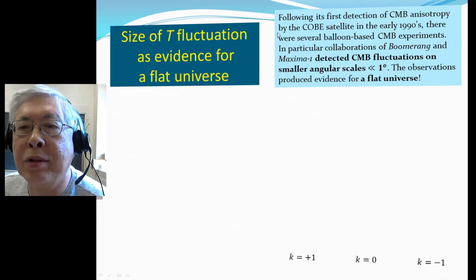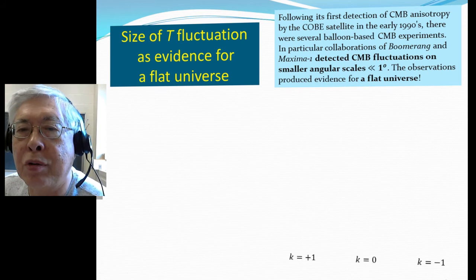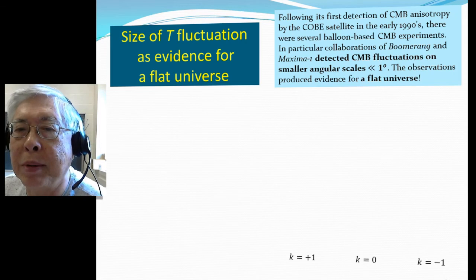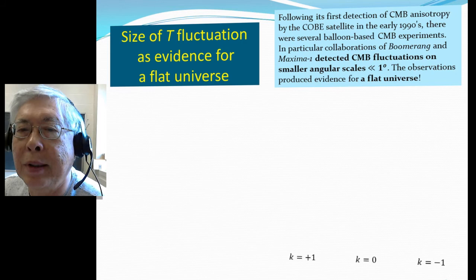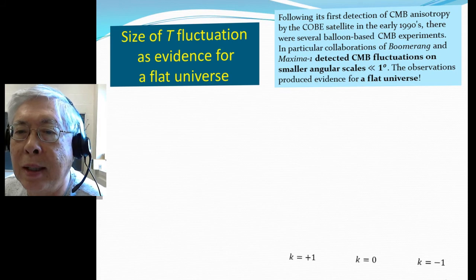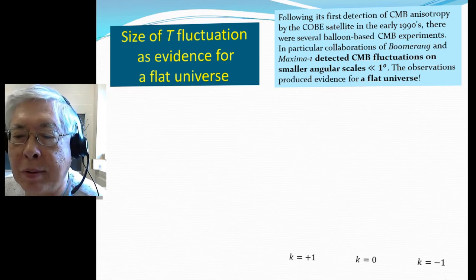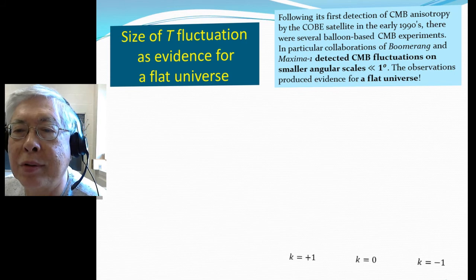Following the first detection of anisotropy by the COBE satellite in the early 1990s, there were several balloon-based CMB experiments. In particular, the collaboration of Boomerang and Maxima detected the CMB fluctuation on a smaller angular size than COBE's, quite a bit smaller than the 1 degree resolution. The observation produced evidence for a flat universe.